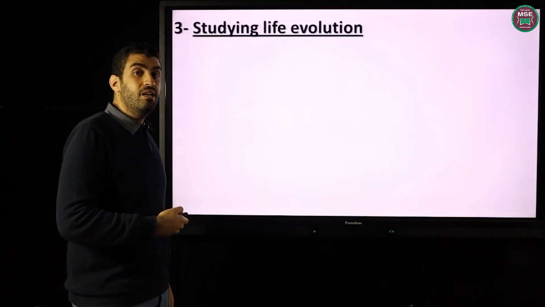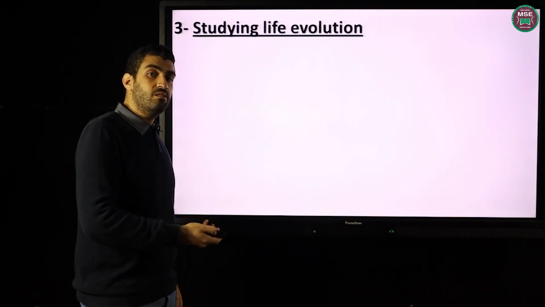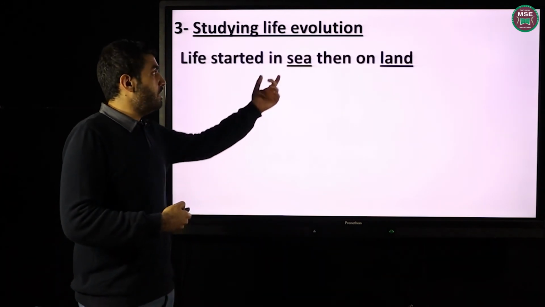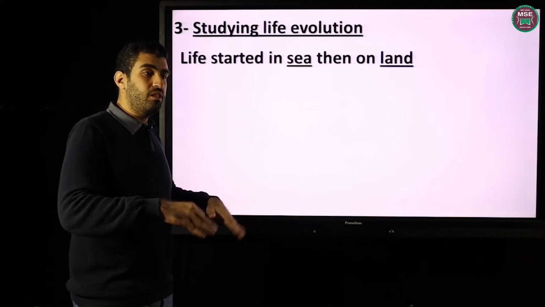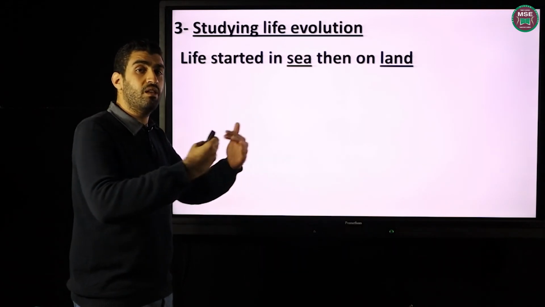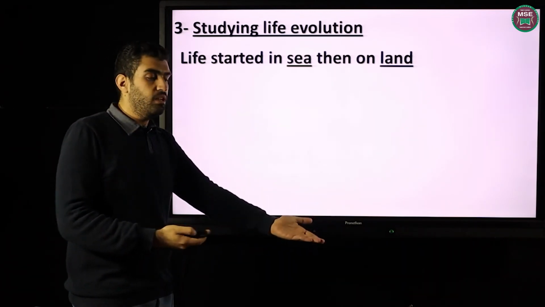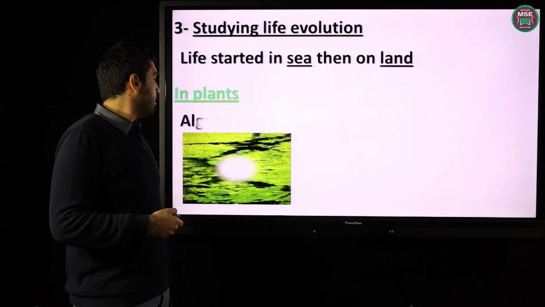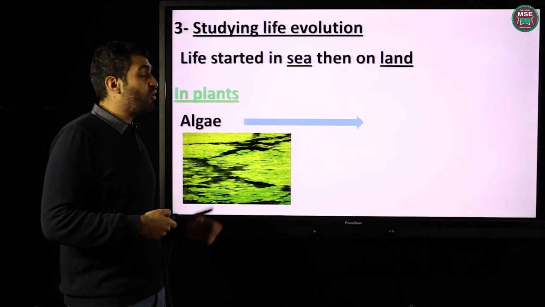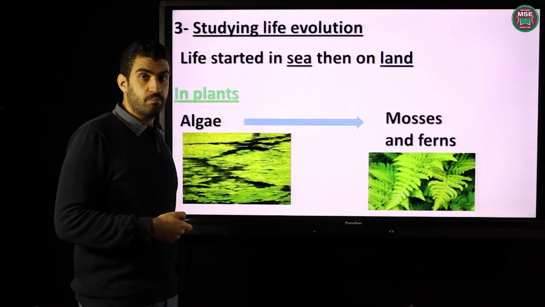Point number 3, studying the life evolution. Some scientists postulated that life started in sea before on land. All the living organisms were in the sea first, then on the land, okay? Which means the evolution from the sea to the land. For example, in plants, algae precedes, came before, mosses and ferns.